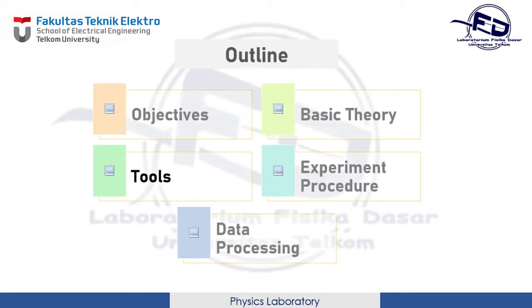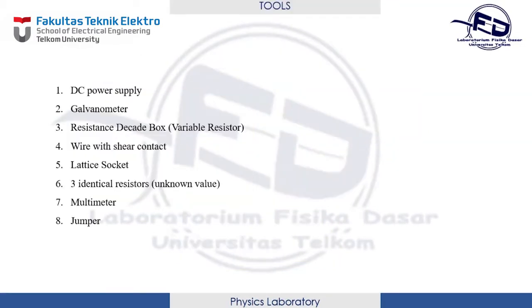Third outline, tools. In this practicum, we're going to need 8 tools. The first one is DC power supply. Second, galvanometer. 3. Resistance decade box with variable resistor. 4. Wire with shear contact. 5. Lead socket. 6. Three identical resistors with unknown value. 7. Multimeter and 8. Jumper.